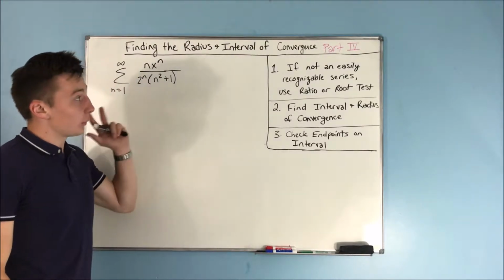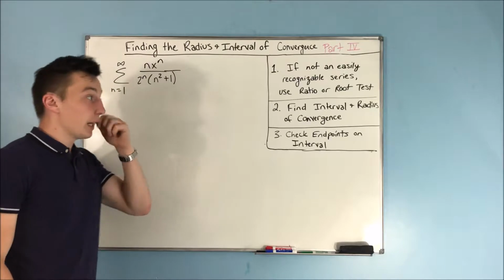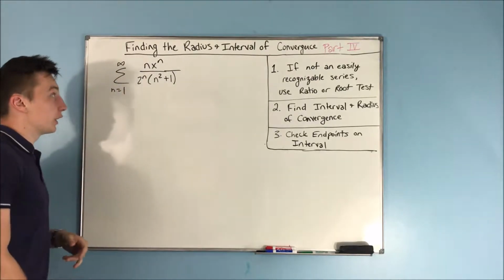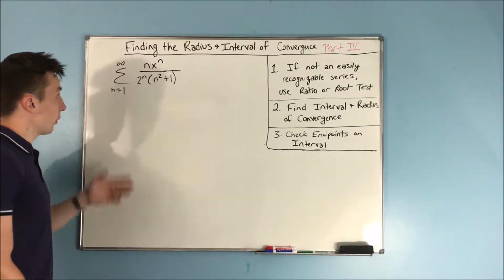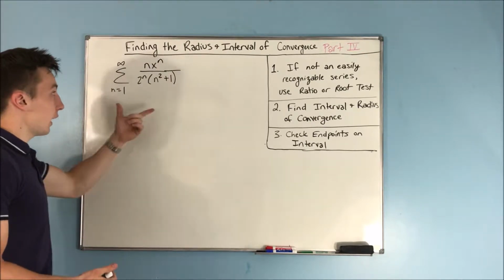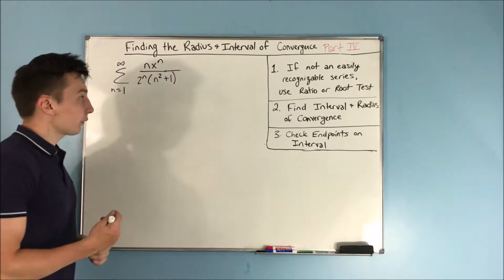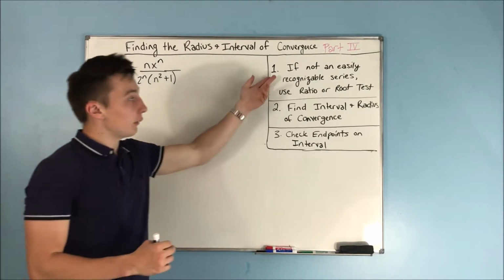Alright, so this video is going to be part 4 of finding the radius and interval of convergence, and we want to find the radius and interval of convergence of this power series up on the board, the sum from n equals 1 to infinity of n times x to the n over 2 to the n times n squared plus 1.